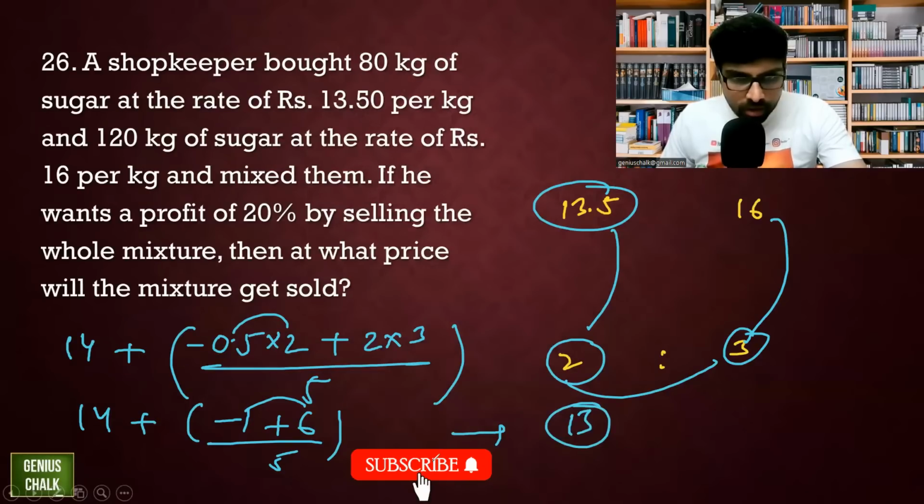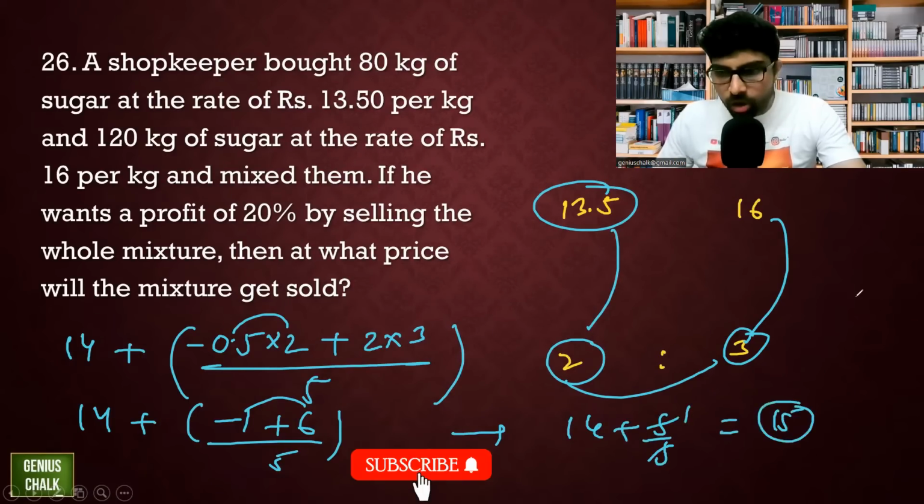So 6, this is how much? 6 minus 1, 5. So this is 14 plus 5 by 5. That was 15. So 15 is my cost price.